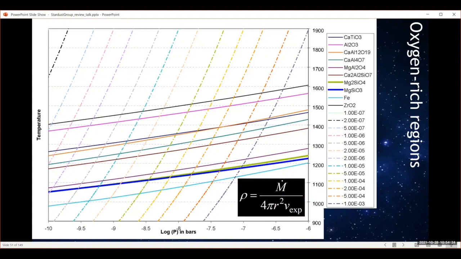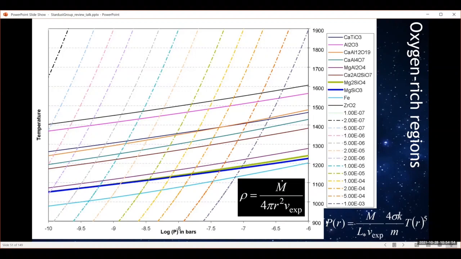Just to be clear, this is calculated using this equation, which is basically saying if we have a mass loss rate Ṁ, so that's dM/dt, and we have an expansion velocity v_x, then we can say at a given radius, this is what the density of the material is going to be. And we can then plug that in to work out what the temperature-pressure space should be. And we end up with an equation that looks something like this.